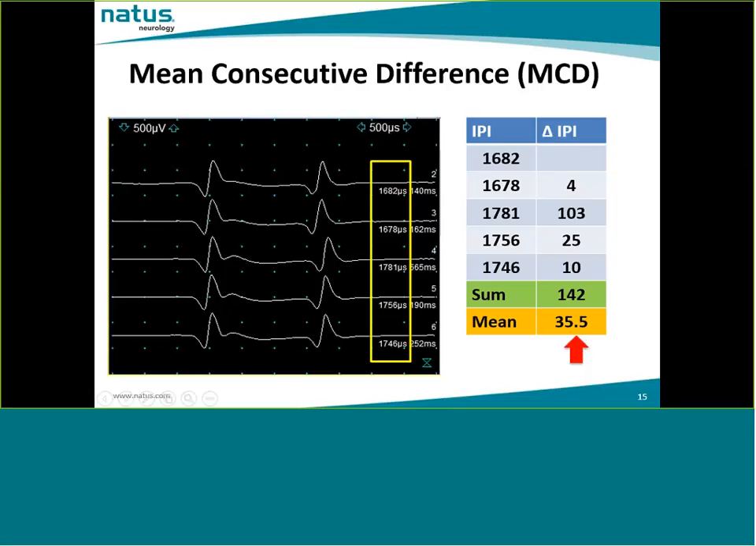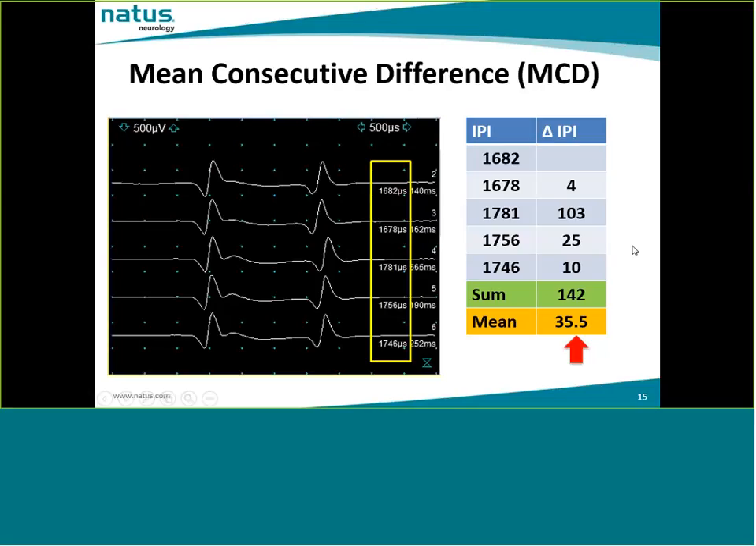So to reiterate the process, tabulate the interpotential intervals, calculate the difference between successive intervals, ignore the sign, and then calculate the mean value. That is MCD. That is what the system does for us automatically.